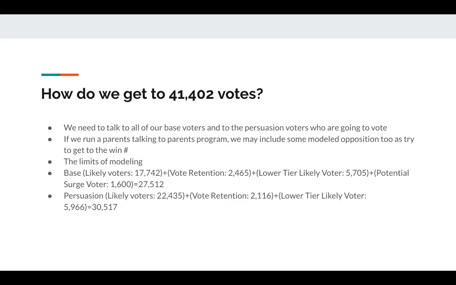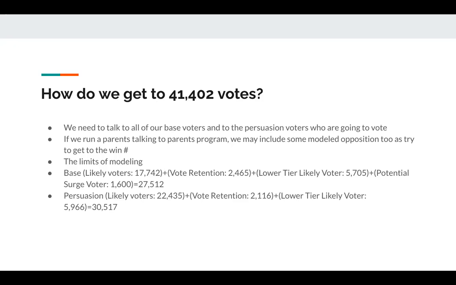We need to try and reach as many voters as possible. And due to the limits of modeling and the technology that we use to reach voters, we have to cast a net much broader than just 41,402 people. Why? Well, there are a bunch of reasons.